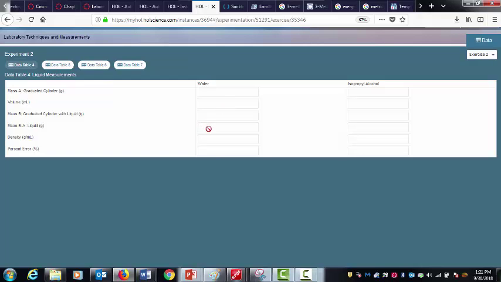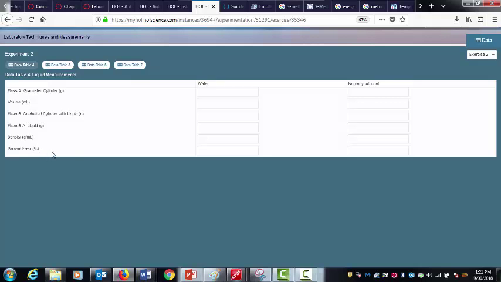To get the mass of the water, you subtract the mass of the graduated cylinder from the mass of the graduated cylinder with the liquid in it. And you'll use correct sig figs here. And then to calculate the density, you take the mass of the liquid divided by the volume of the liquid.